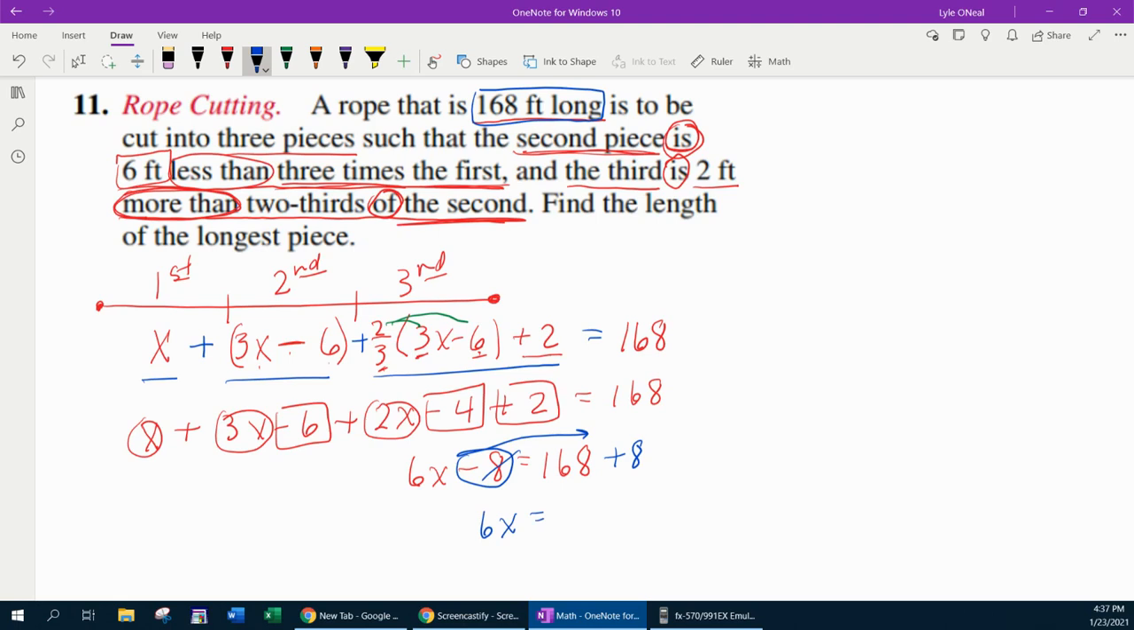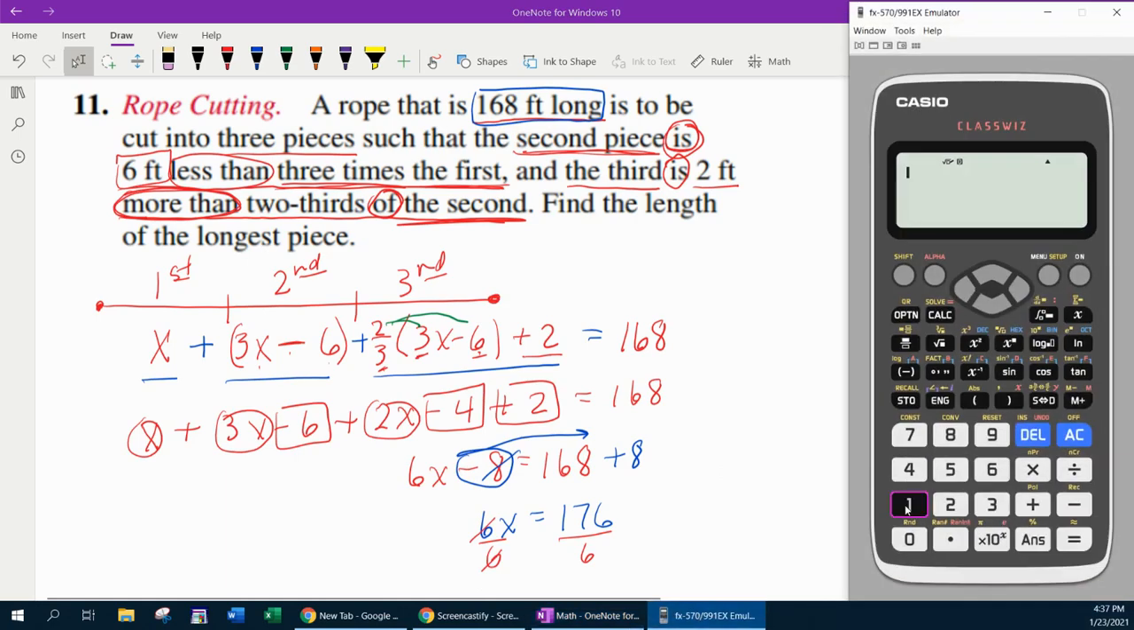That is going to be 176. And then if I divide both sides by 6, man, I hope that divides evenly. Let's pull up our calculator and see. 176 divided by 6. Oops, it's not a nice number. 88/3 is not a whole number.